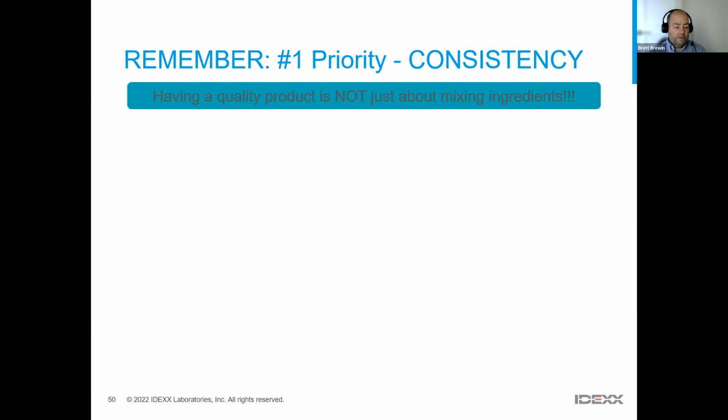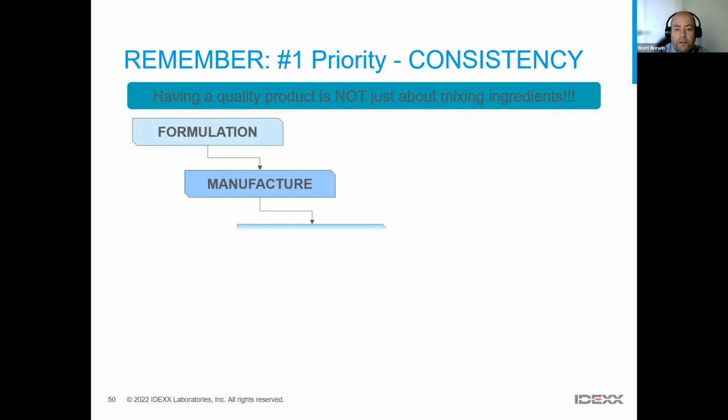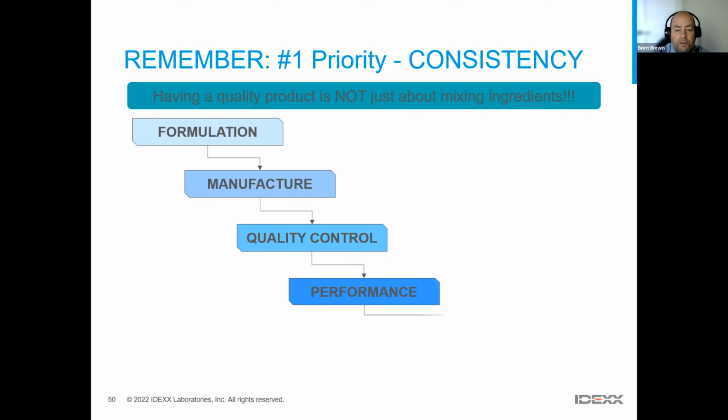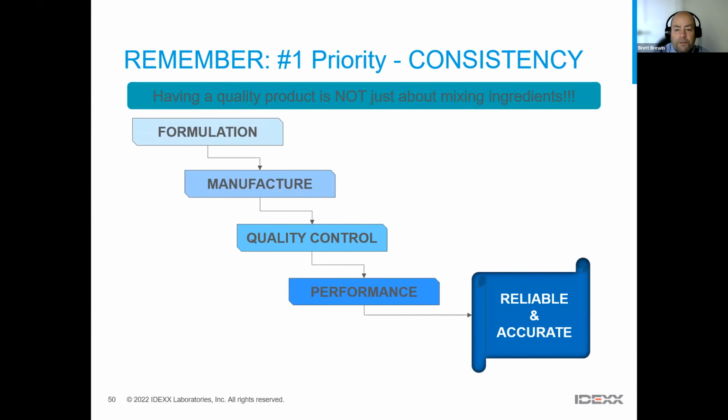So just as a reminder, our number 1 priority with our analysis, so this routine monitoring, is consistency. And having quality products is not just about mixing ingredients. First of all, you want a proven formulation. You want very consistent manufacture, you want consistent quality control, and you want consistent performance. That will give you a reliable and accurate methodology, which will give you consistent and reliable results in your lab.